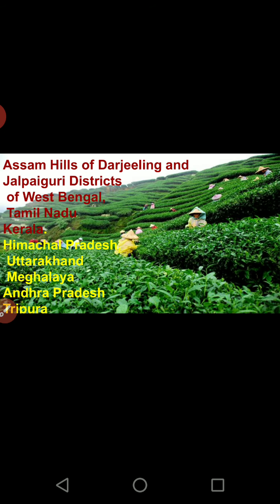The regions where tea is grown in India: Assam, the hills of Darjeeling and Jalpaiguri district of West Bengal. Along with that, Tamil Nadu and Kerala. Along with this, in some places tea is also grown: Himachal Pradesh, Uttarakhand, Meghalaya, Andhra Pradesh and Tripura.